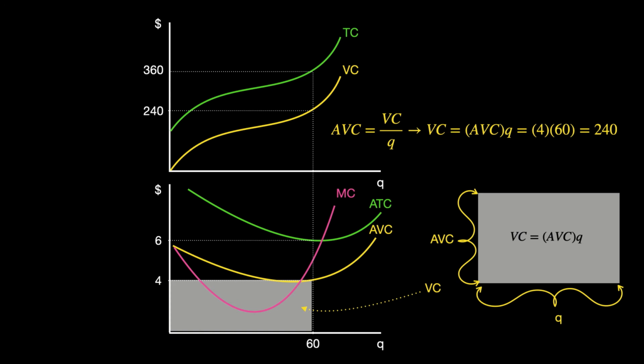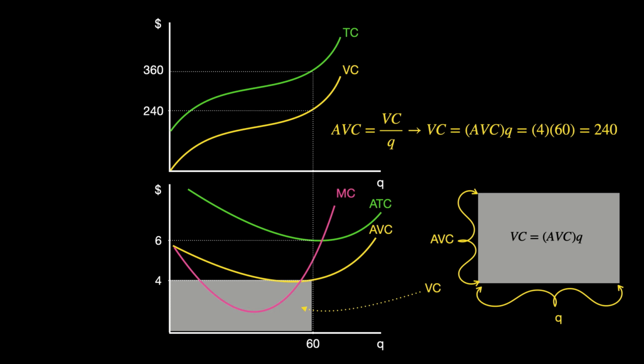The approach here is very similar to the approach in the last problem. First, we will rearrange the average variable cost equation. The fact that average variable cost equals variable cost divided by quantity implies that variable cost is equal to average variable cost times quantity, which is 240. Graphically, this is equal to the area of the gray rectangle.